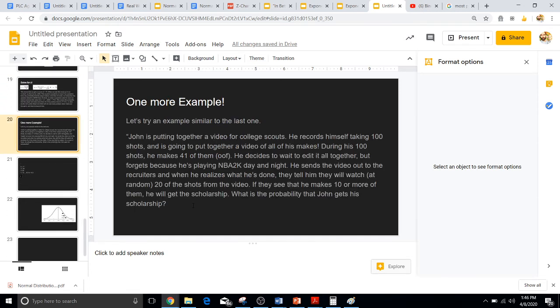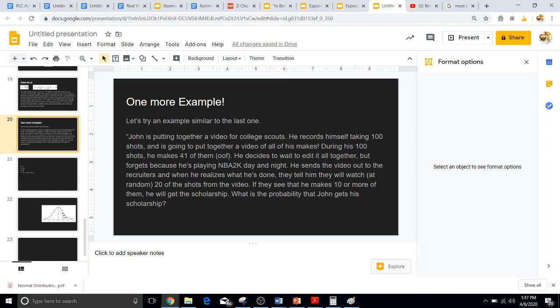Now, in order to determine if we are going to subtract 0.5 or add 0.5, we first need to figure out what direction it is traveling on our curve. Remember, it's traveling to the right if it is greater than, and it is traveling to the left if it is less than. Let's read this sentence really carefully.